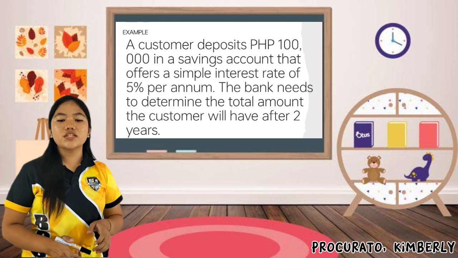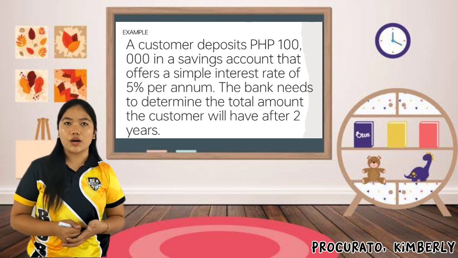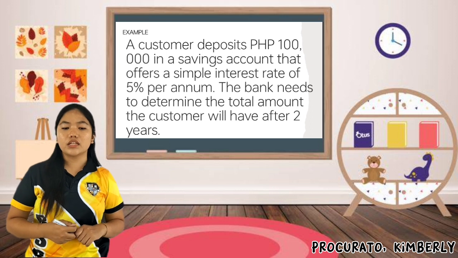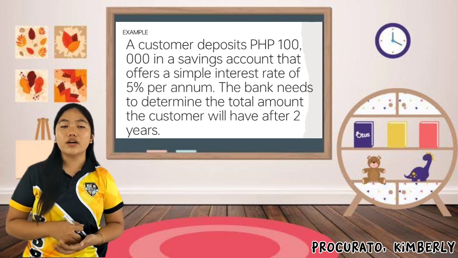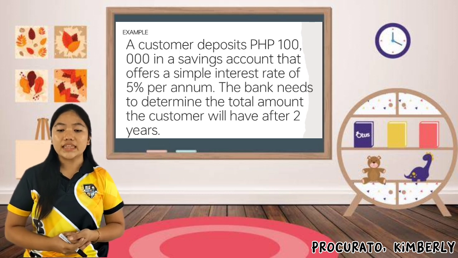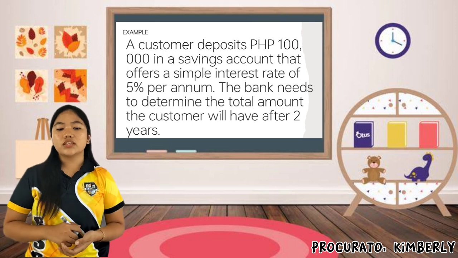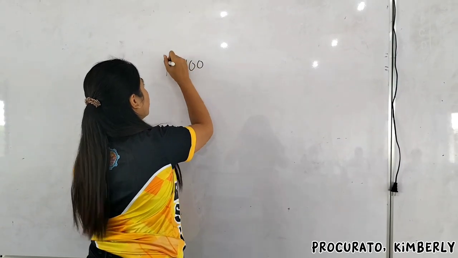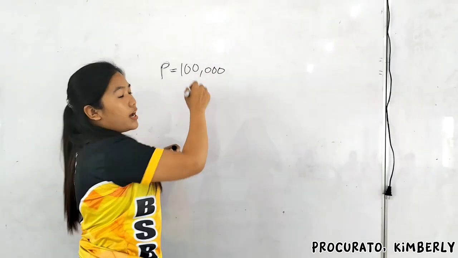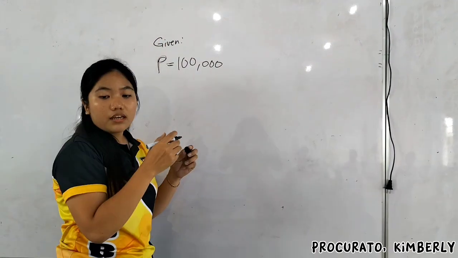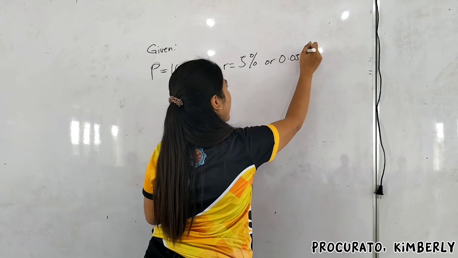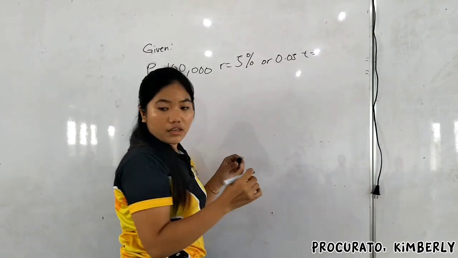So here's an example. A customer deposits 100,000 in a savings account that offers a simple interest rate of 5% per annum. The bank needs to determine the total amount the customer will have after 2 years. So in this problem, we'll find the interest and the total amount. The given in this problem is principal equals 100,000, the rate is 5% or 0.05, and the time is 2 years.